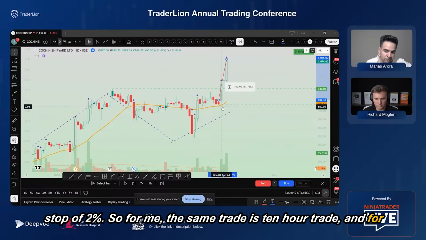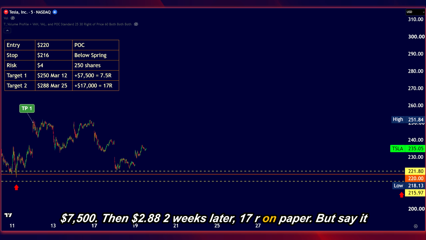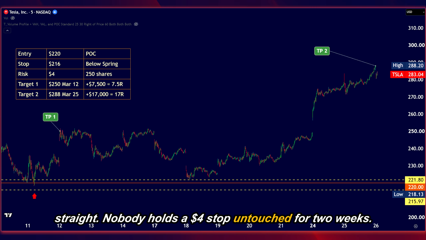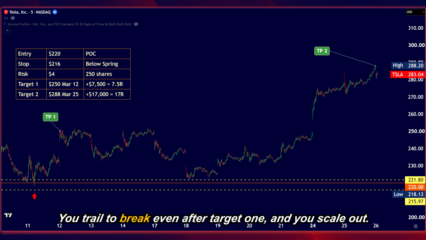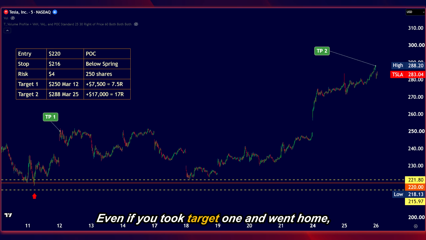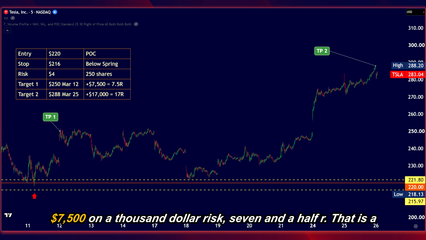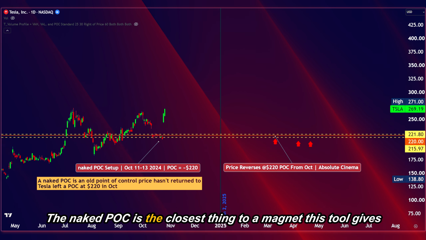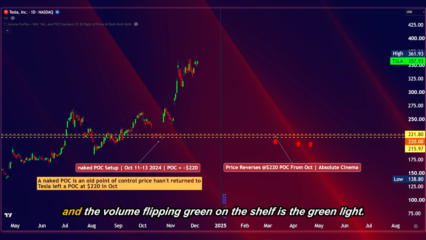Then 288 two weeks later, 17 R on paper. But say it straight, nobody holds a $4 stop untouched for 2 weeks. You trail to break even after target 1, and you scale out. Even if you took target 1 and went home, $7,500 on a $1,000 risk, 7.5 R. That is a phenomenal trade. The naked POC is the closest thing to a magnet this tool gives you, and the volume flipping green on the shelf is the green light.